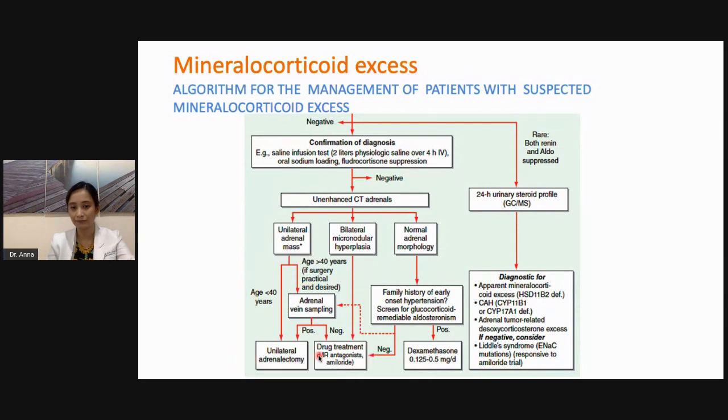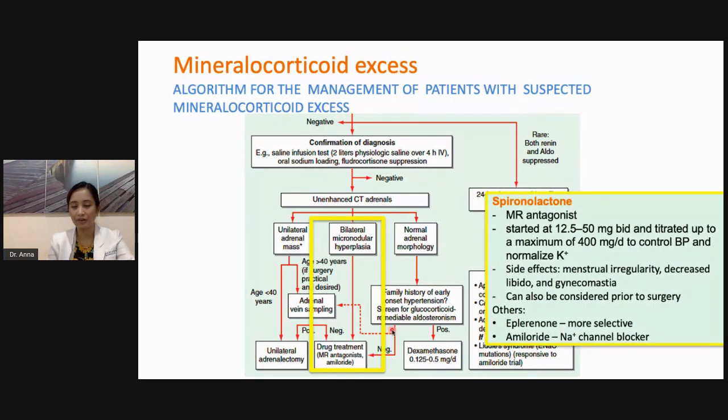No? So your drug of choice will be your spironolactone. So your spironolactone is a mineralocorticoid receptor antagonist. So it blocks your mineralocorticoid receptor. No? Usually we start it at either 12.5 to 15 milligrams. So, and it can be titrated up to 400 milligrams to control both the blood pressure and to normalize your potassium. Remember, spironolactone is one of your potassium-sparing diuretics as well.